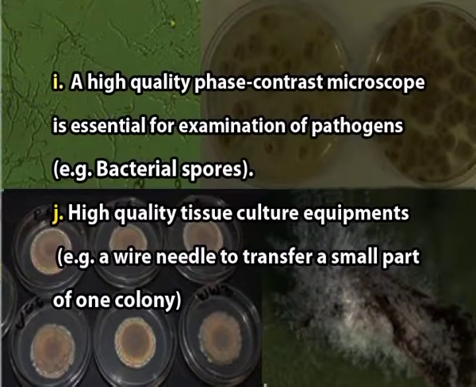A high quality phase contrast microscope is essential for examination of pathogens, for example bacterial spores. High quality tissue culture equipment, for example a wire needle to transfer a small part of one colony, an agar plate, a sterile tube containing sporulating medium, and a light microscope under oil immersion.